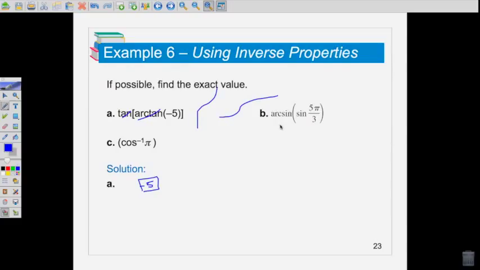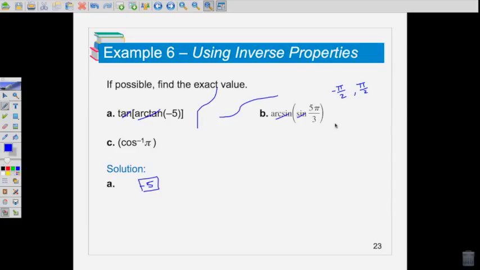Now for part B, I have the arcsine of the sine of 5 pi over 3. Now, what do I have to do here? Essentially, I have the inverse function of the function, so I should be able to go boom, boom, and this is my solution. However, is 5 pi over 3 within the restricted domain of negative pi over 2 to pi over 2?